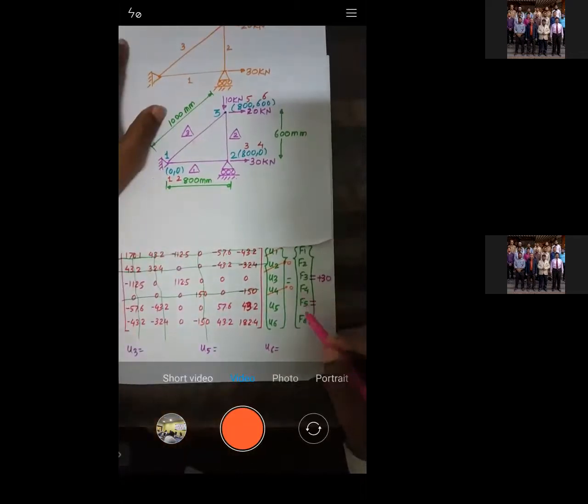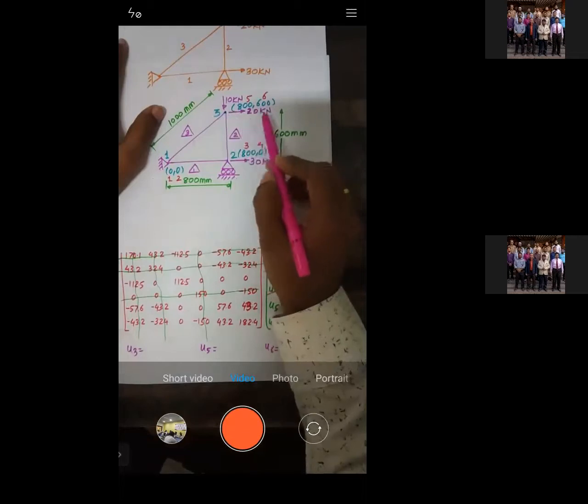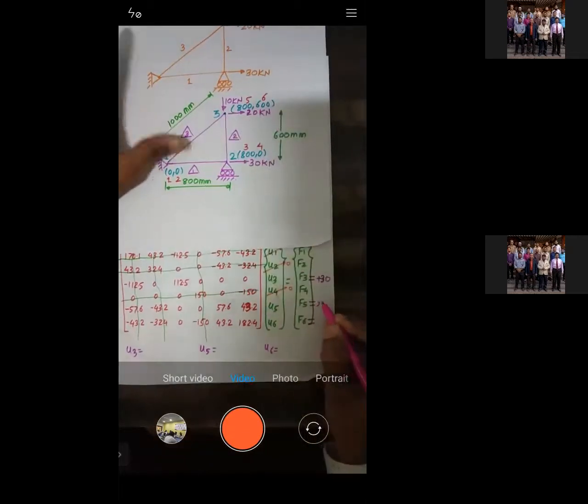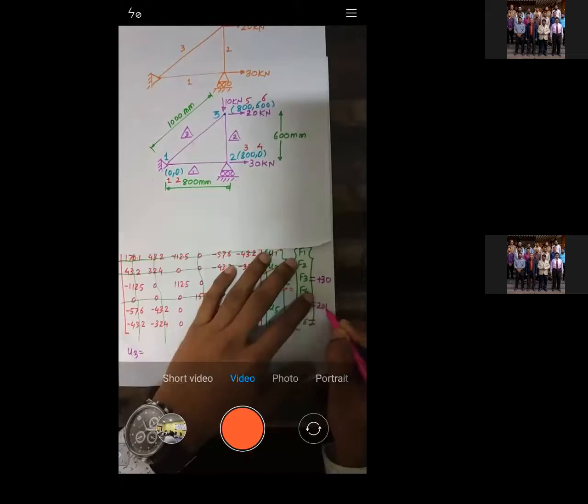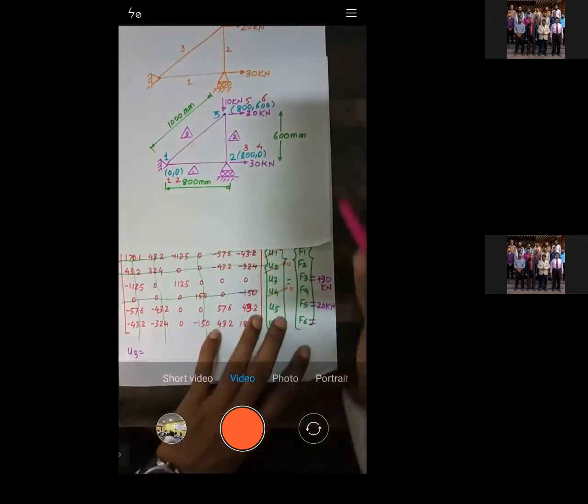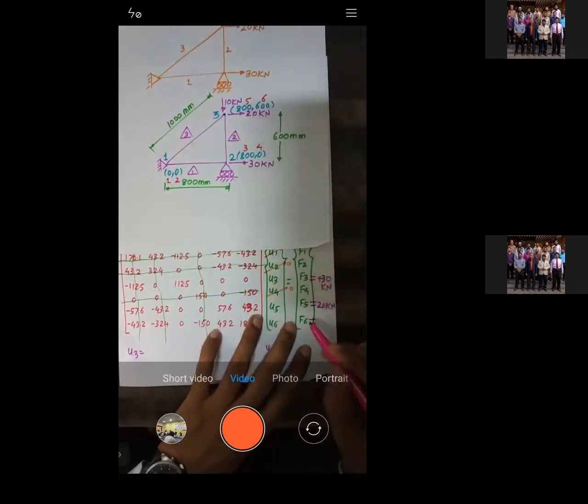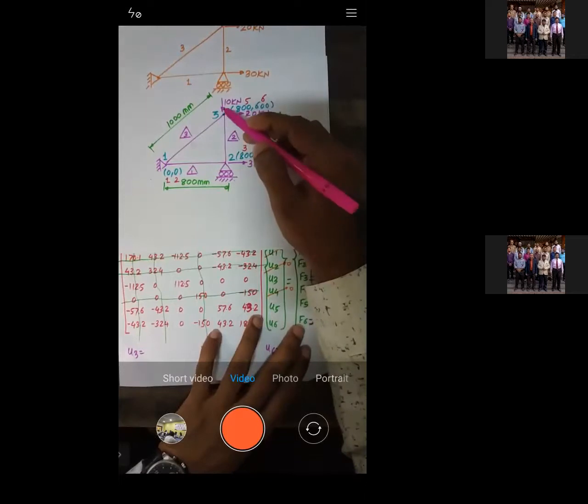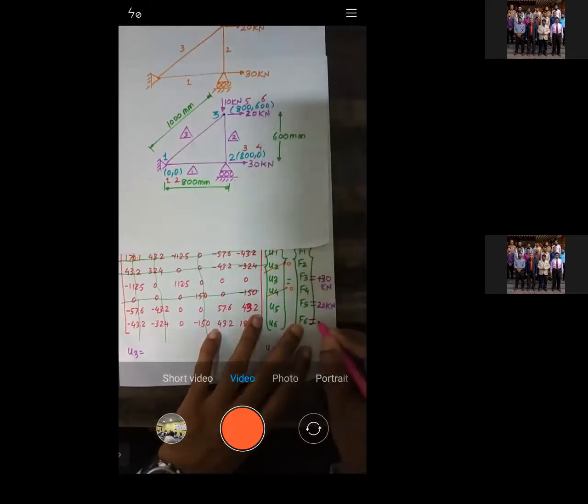Next, go to F5. F5 and F6 are the forces at node 3. But F5 will be in X direction. So what is the force at node 3 in X direction? It is 20 kilonewton. So F5 is 20 kilonewton, and this is 30 kilonewton. And let us go to F6. F6 is a force at node 3 in Y direction, that is 10 kilonewton. I will write this as minus 10 kilonewton.